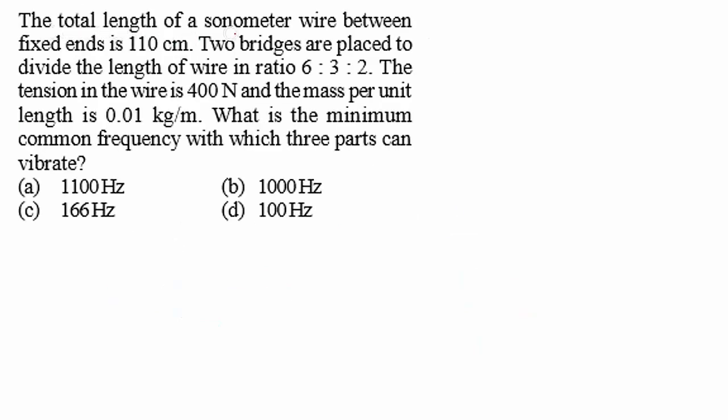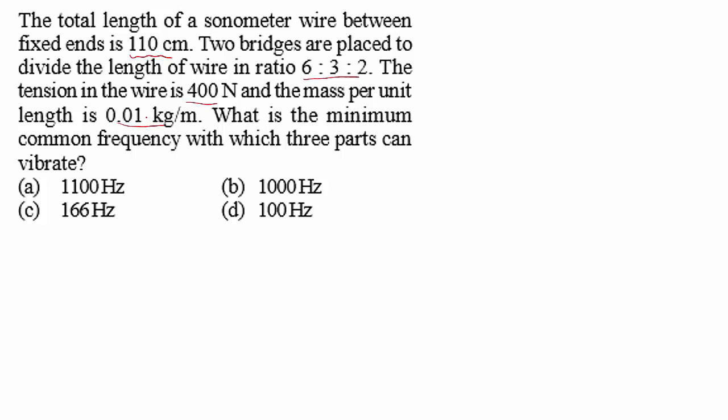The total length of a sonometer wire between fixed ends is 110 cm. Two bridges are placed to divide the length of the wire in the ratio 6:3:2. The tension in the wire is 400 Newton and the mass per unit length is 0.01 kg per meter. What is the minimum common frequency with which the three parts can vibrate? The common frequency for the three parts we have to calculate.